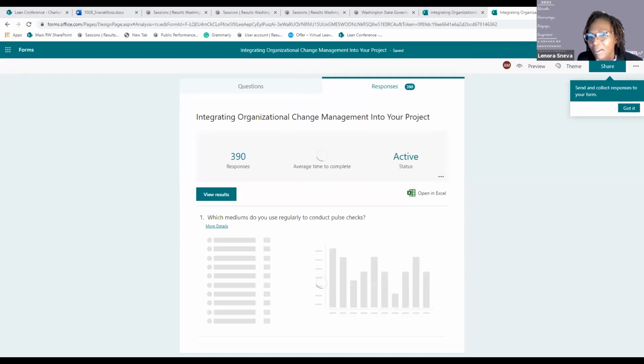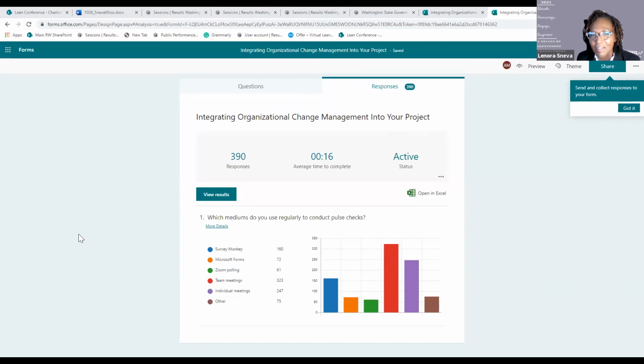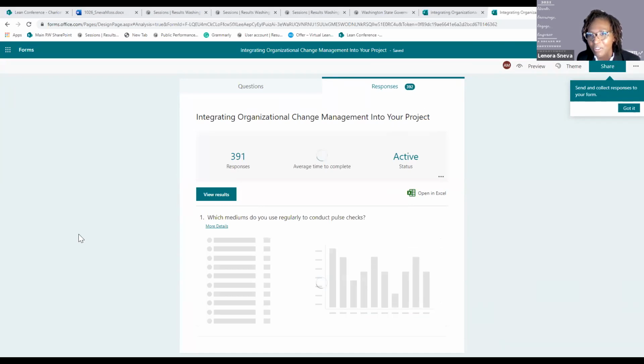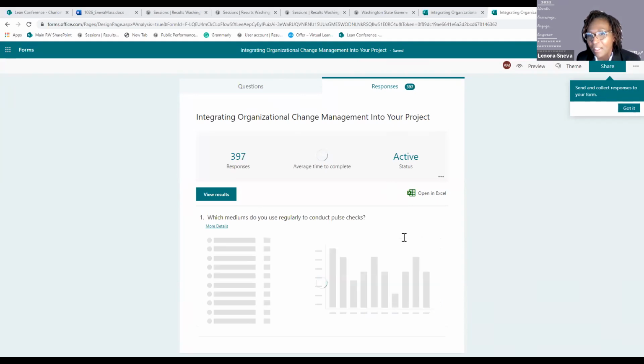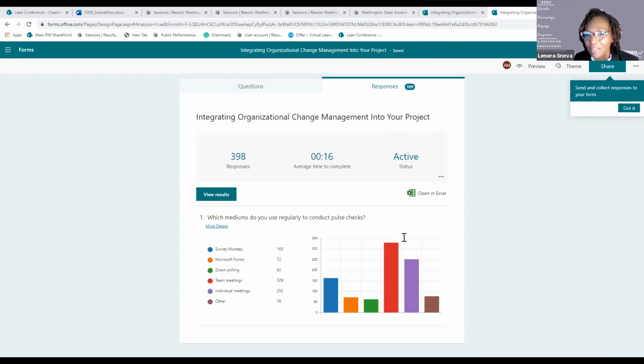What I like about Microsoft Forms too is it's live. Like when you share the response screen, you can see that people are still taking the poll and it's adjusting. And I love it because, just like Anna said, it's web-based too. So anyone can access it. You don't need to be in the network.